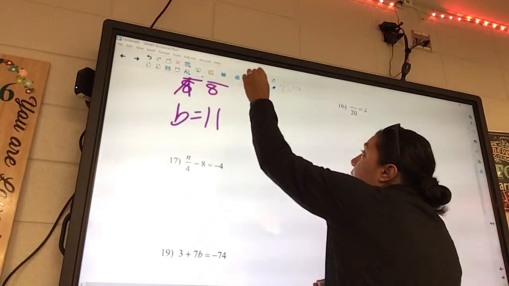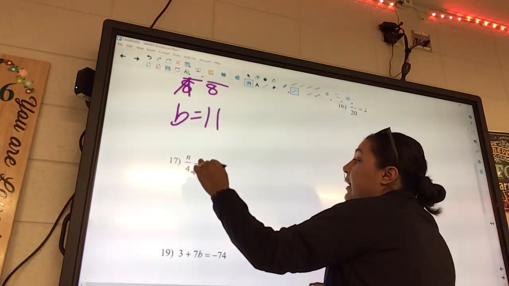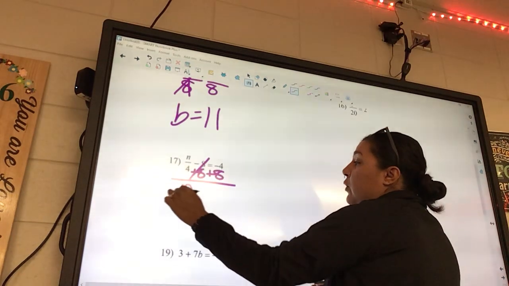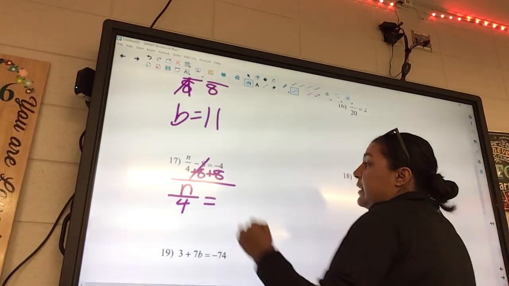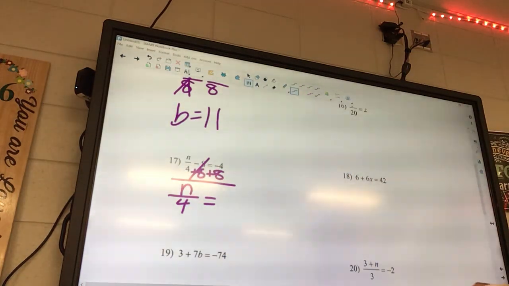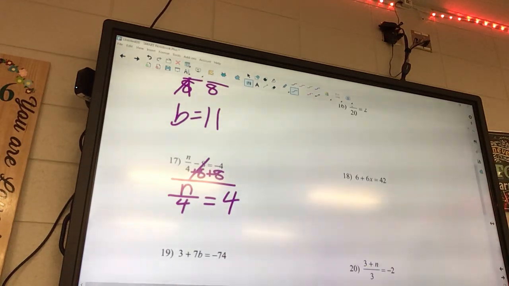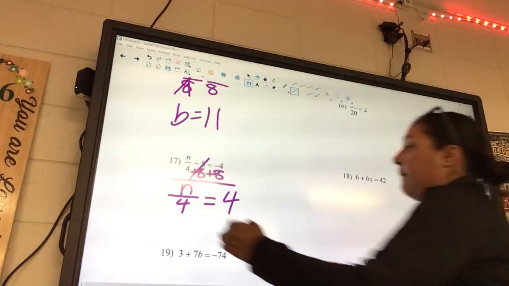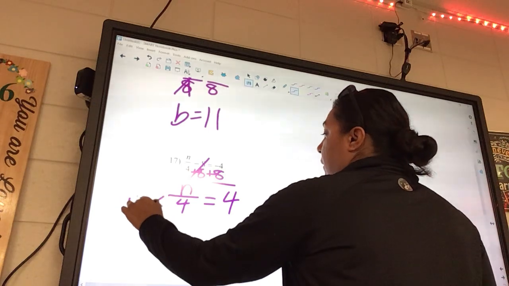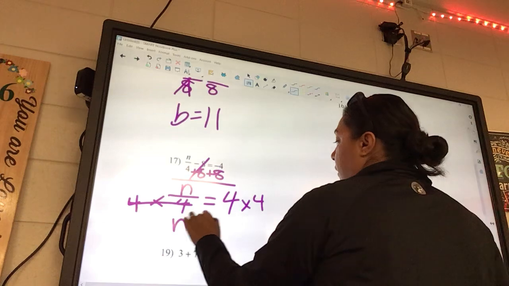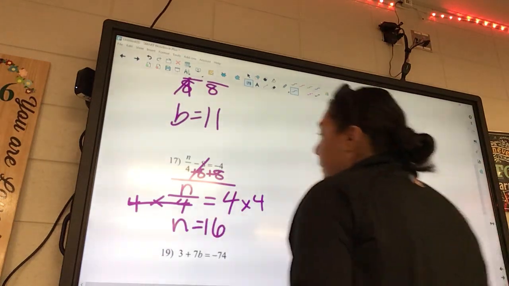How do I move a minus 8? Add it. Yeah, so we're going to say plus 8, plus 8. So I'm going to get n over 4 equals, what is negative 4 plus 8? 4. Okay, and then what needs done? Multiplication. We're going to times by 4 on both sides. So that's going to be 16.